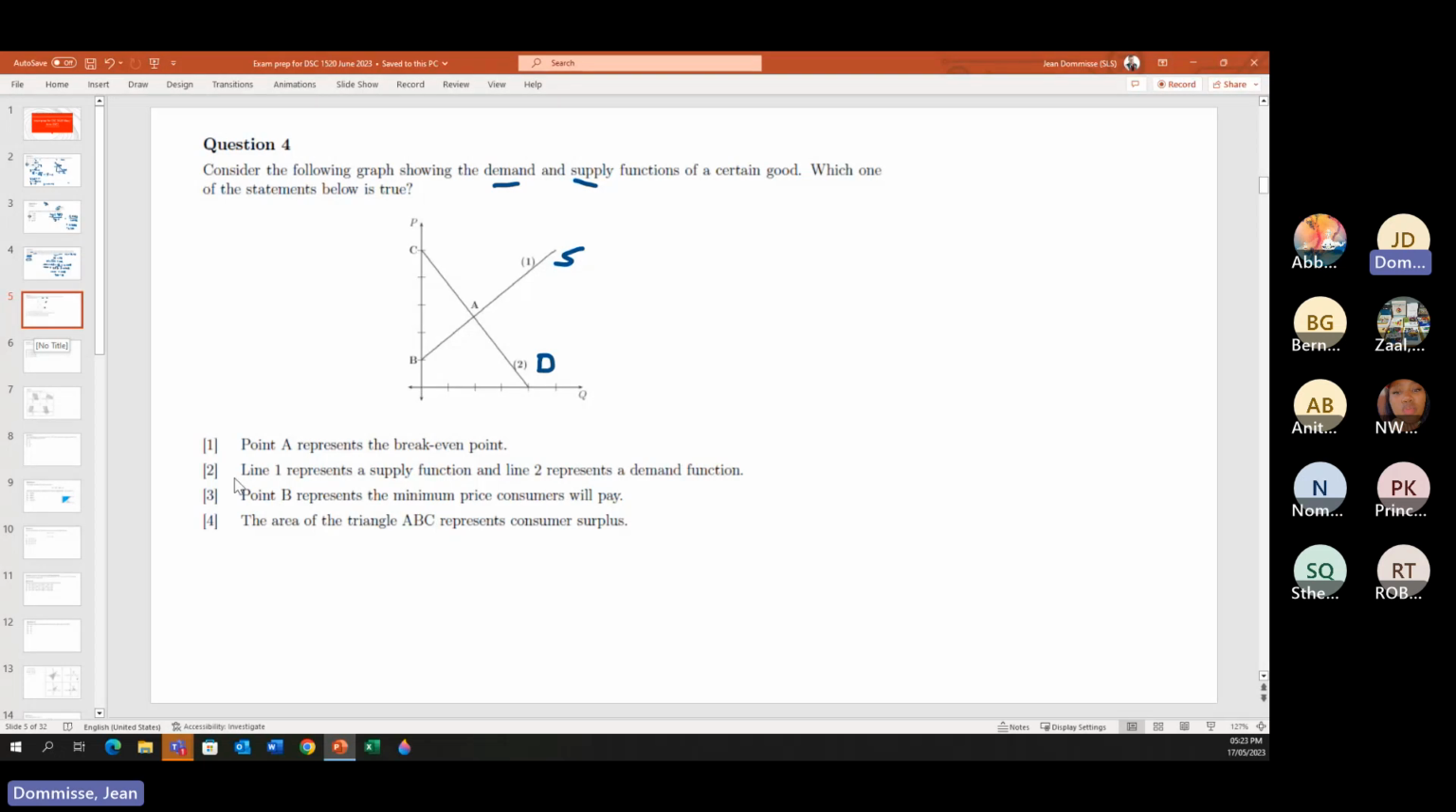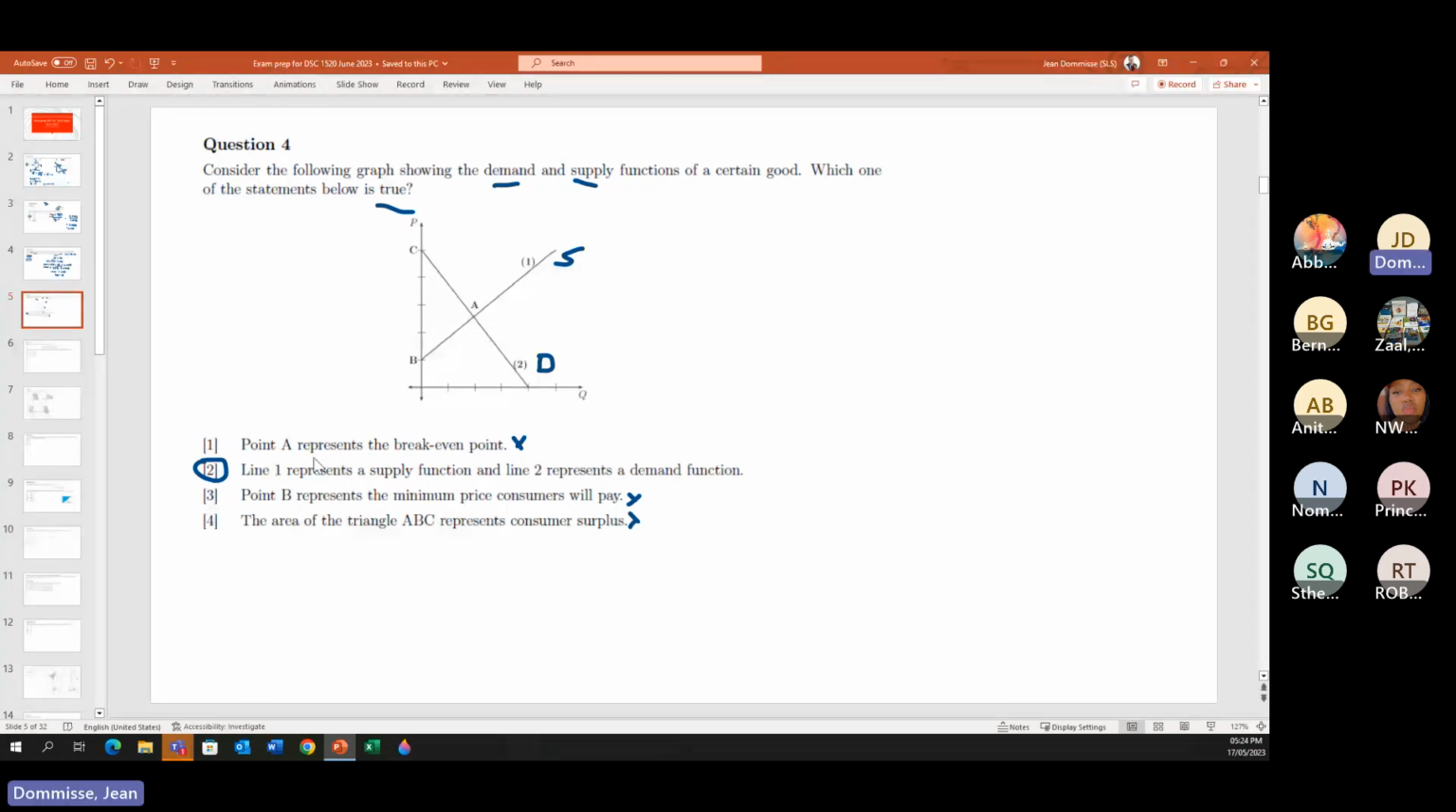Okay, so let's first look at which one of the statements below is true. Line 1 represents supply function, line 2 represents demand. Okay, so that was actually the easiest one to get. Let's just look at what all the other options are asking us as well. Okay, so option 2 would have been correct. Let's just see then why these 3 are wrong.